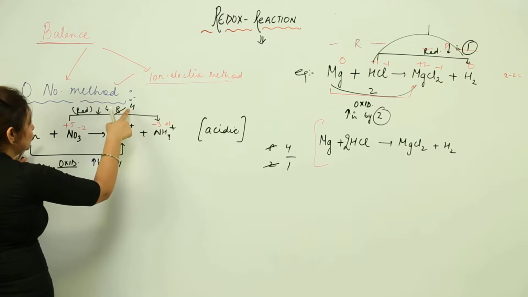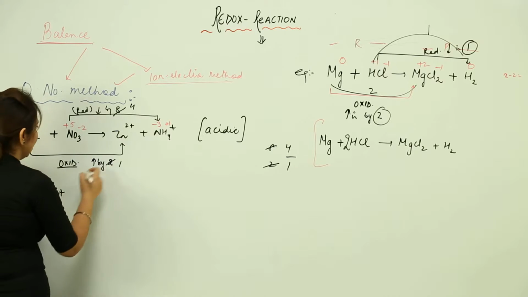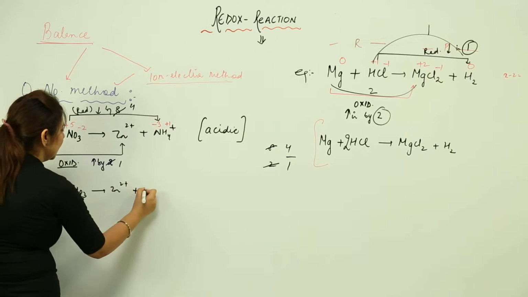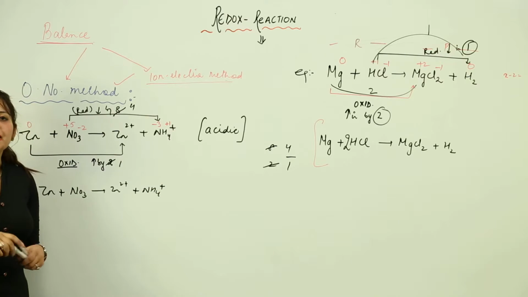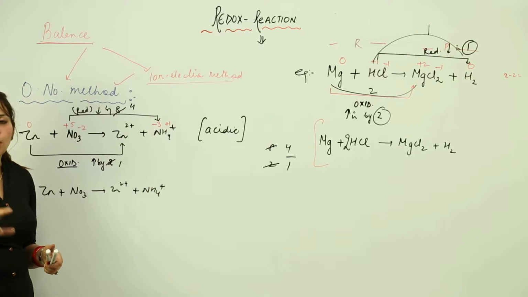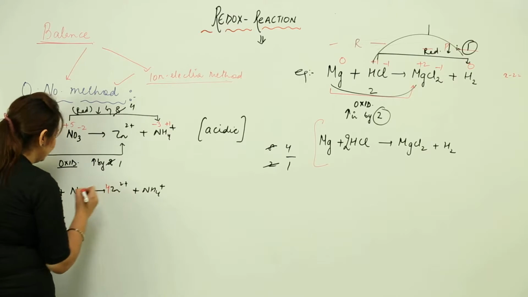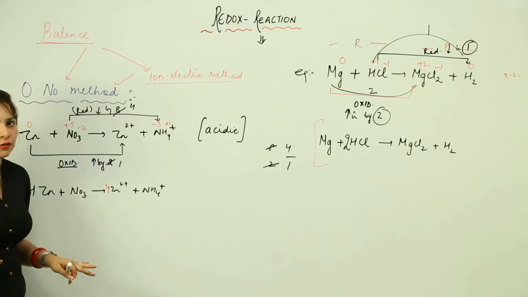So that means I need to multiply zinc by 4. So I have 4 Zn and NO3⁻ forms Zn²⁺ plus NH4⁺. Now I am going to balance everything except the O and H. So I have 4 Zn, so I am putting 4 here. I have 1 N. Hydrogen and oxygen, we do not need to see that.